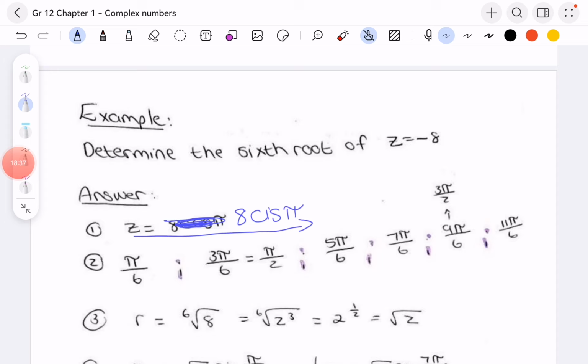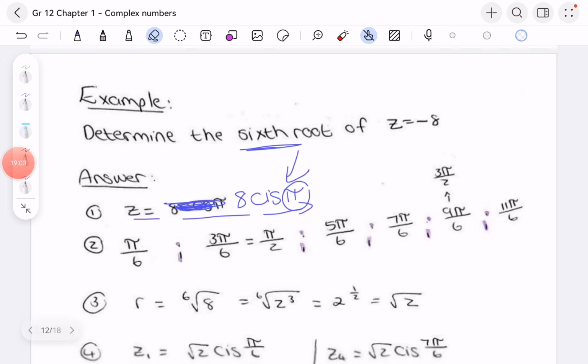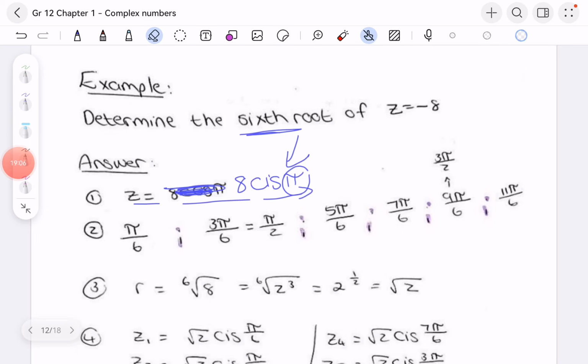What do we need? We need the sixth root of that. So I start with my angle. My first angle is pi. Then I add 2 pi. Then I add 2 pi. Then I add 2 pi. Also, for each of these angles, I'm going to divide by 6 because they're asking for the sixth root. So I add 2 pi and divide by 6, add another 2 pi and divide by 6. So my angle is going to be pi over 6 for the first one, pi over 2 for the second one, and so on. I'm doing that at least 6 times because I need 6 angles.